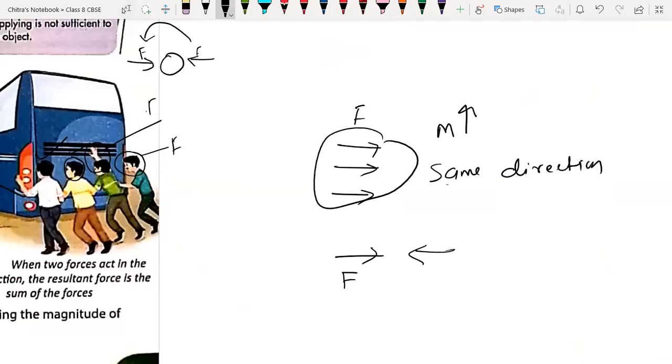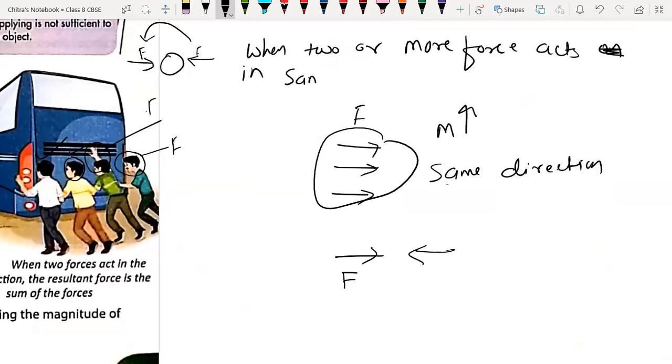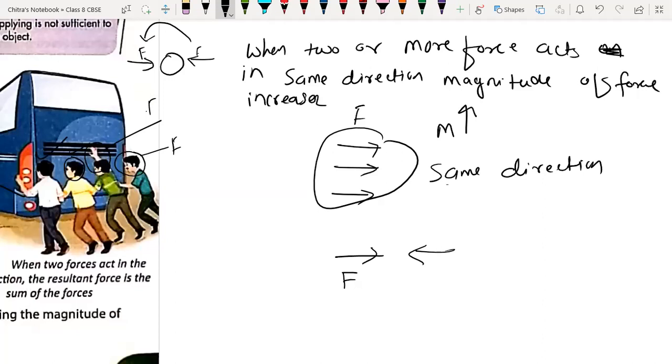Okay, so let me write here so that you will understand more precisely. When two or more forces act in the same direction, the magnitude of force increases. Very important first point.